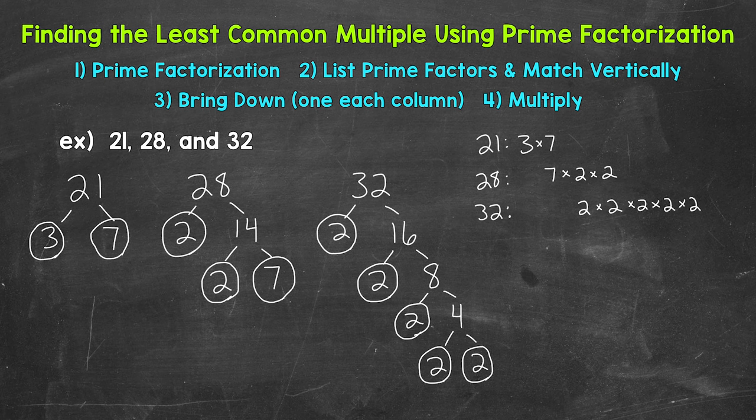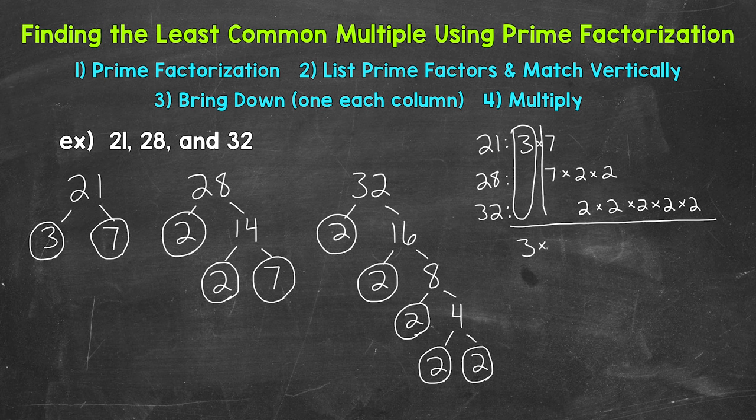Now that we have our prime factors listed and matched vertically, we need to bring down a number to represent each column, and it's going to be 1 for each column. You'll see what this means as we go through this step. So I like to draw a line to separate our steps here. And now, again, we need to go through each column and bring down a number to represent that column. For example, we have a 3 column right here. Even though there's 1, 3, that's okay. We have a 3 column there. So let's bring down a 3 to represent that column.